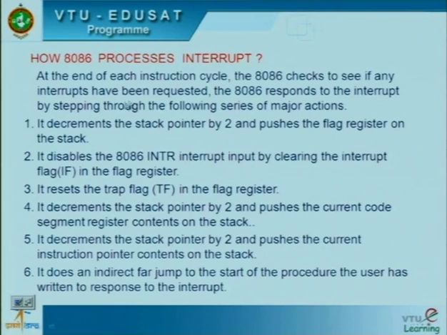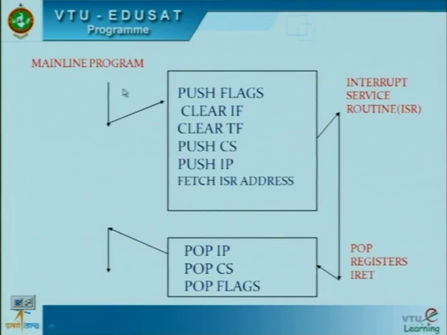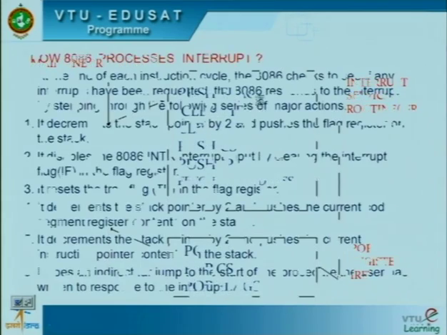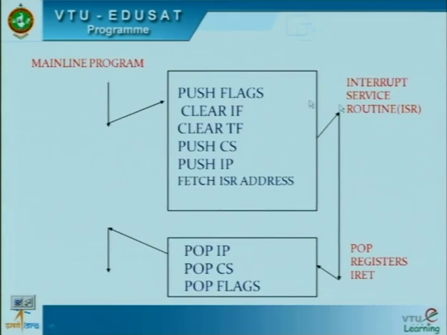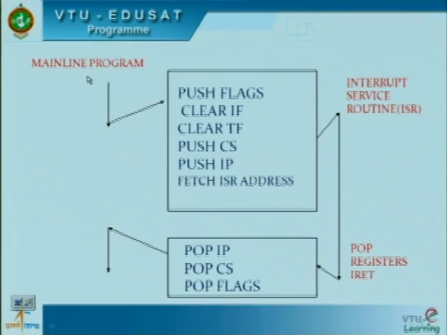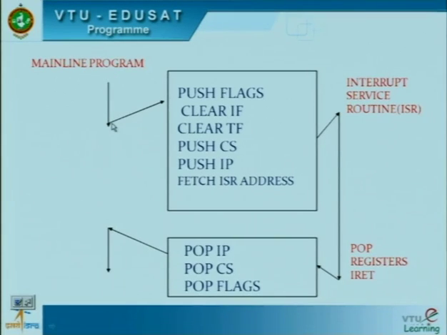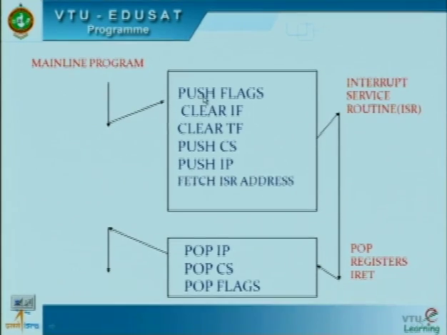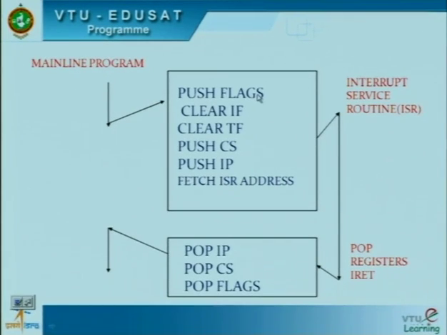Now, how does the 8086 handle the interrupt? Let me go to this picture. From this picture, whatever I have written here, you will be able to understand. The processor is executing the mainline program when an interrupt comes. Once the interrupt comes, the processor decrements the SP and pushes the flags, then clears the interrupt flag and clears the trap flag, decrements SP and then pushes CS, then it pushes IP and then fetches the ISR address. What is this ISR address?